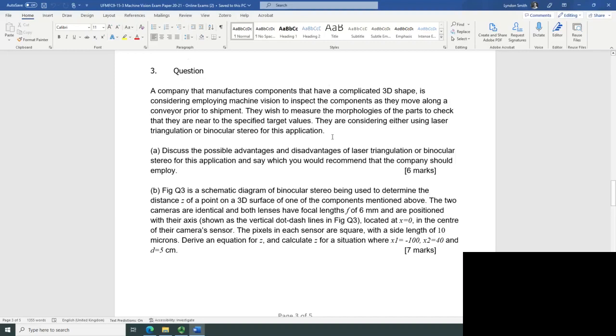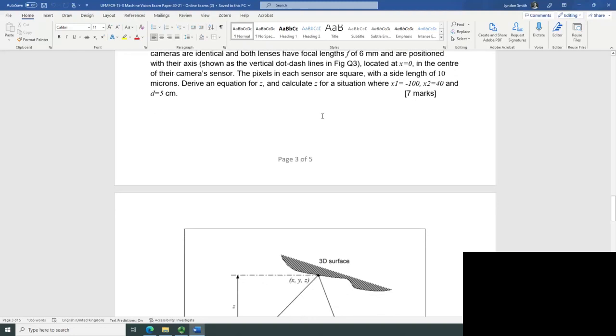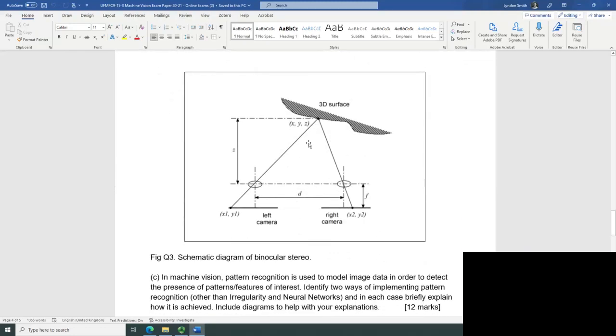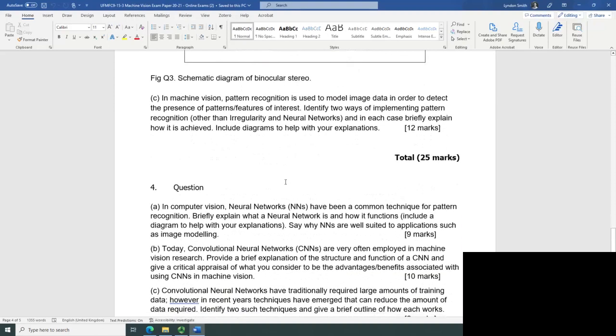Okie dokie. So we've got this thing, I think you'll find in the lecture notes, so I won't necessarily go through it all here. It's just working out the geometries of the equation for finding range with this, and then you work out the range. In machine vision, pattern recognition is used to model image data in order to detect the presence of pattern features. Identify two techniques for pattern recognition other than neural networks. In each case, explain how it's achieved.